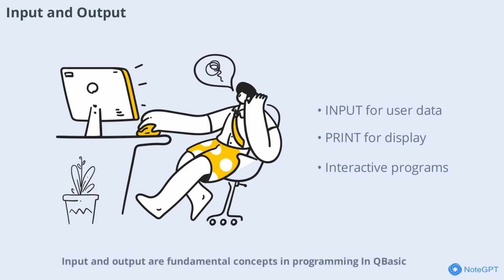Input and output are fundamental concepts in programming. In QBasic, the input command lets you receive data from the user, while the print command displays information on the screen. For example, you can ask the user to enter their name and then greet them using print. This interaction makes your programs more engaging and useful. Mastering input and output is essential for creating interactive applications and games. QBasic's simple commands make it easy to get started with user interaction.